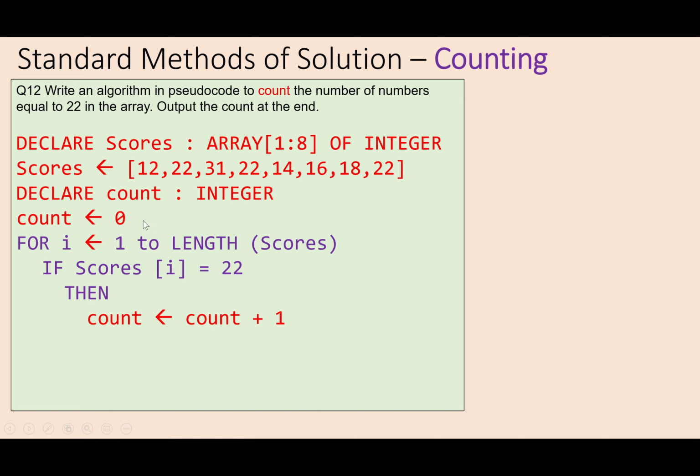But in this case, when I is equal to 1, the answer is 12 here. That's not equal to 22, so we don't add 1 to the count. Then we go next I. So I now becomes 2. So if scores 2 is equal to 22, scores 2 is indeed 22. This gives us a true, so we add 1 to the count, and so on and so forth. And at the end we need to output the count. There's the pseudocode.